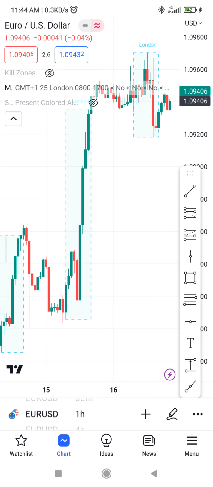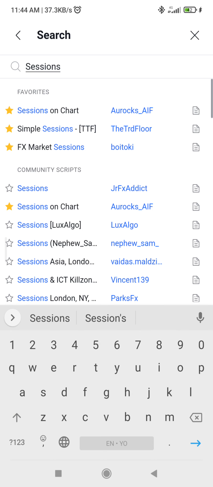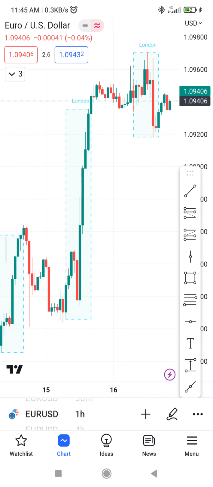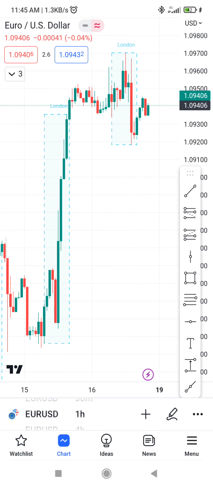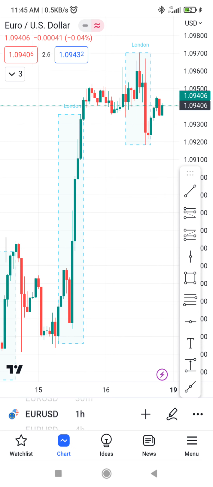Now the first thing I want you to do is do me a favor. Go to indicators, plus indicator, and search for sessions by Boytuki. That's the one you are going to be using, by Boytuki. Click on it. Now the reason I use sessions is because when you are trading a currency, you need to understand the particular sessions in which that currency has high volatility.